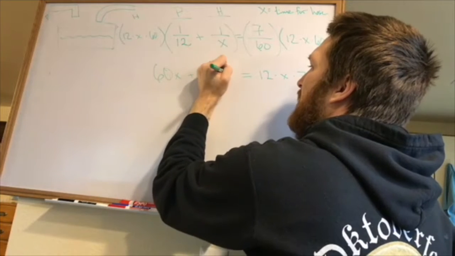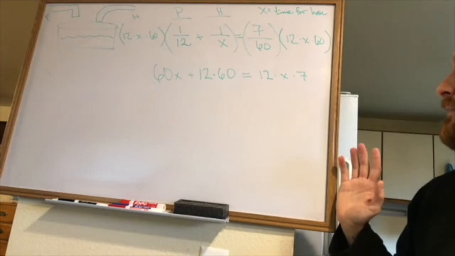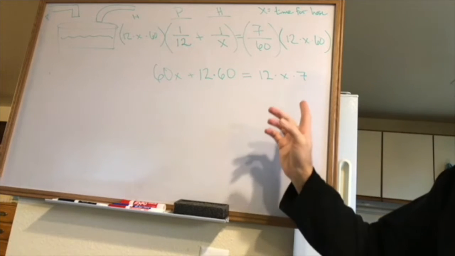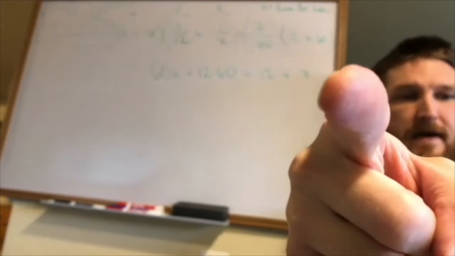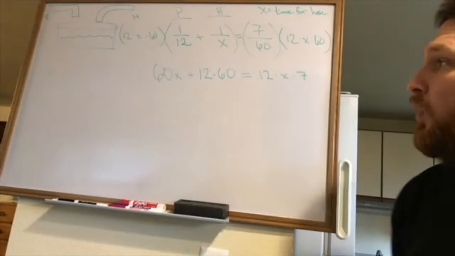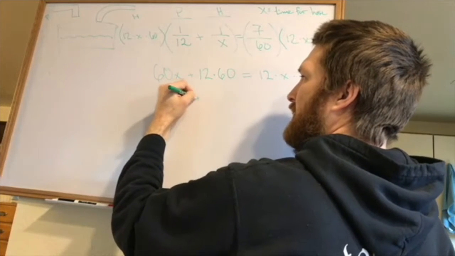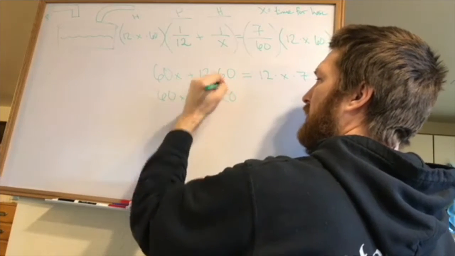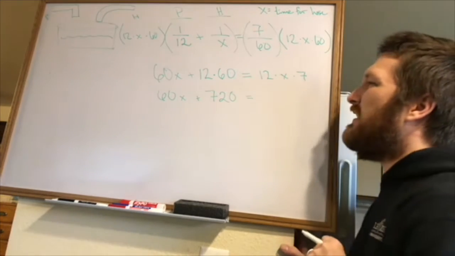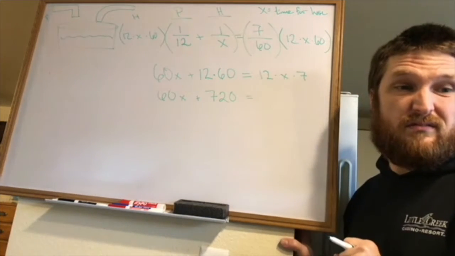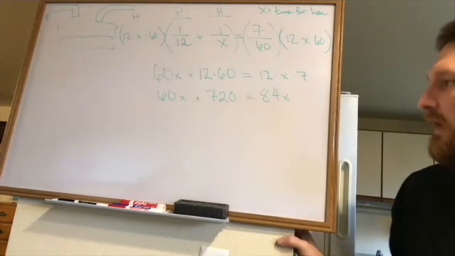Now you could see why I said we will need a calculator for today, because this is ridiculous to try to do without that. So do you have your calculator with you? Because mine is being used as a camera right now. Okay, so what is 12 times 60? 720. Now, what is 12 times 7? 84. Okay, 84x.